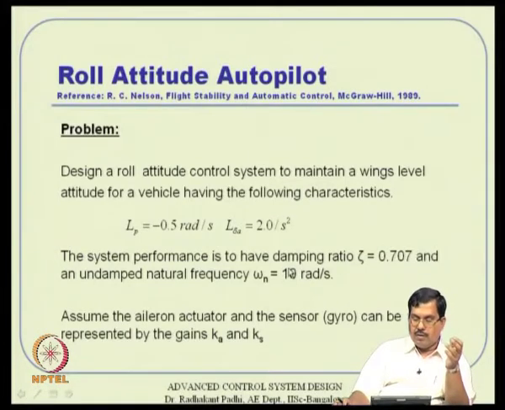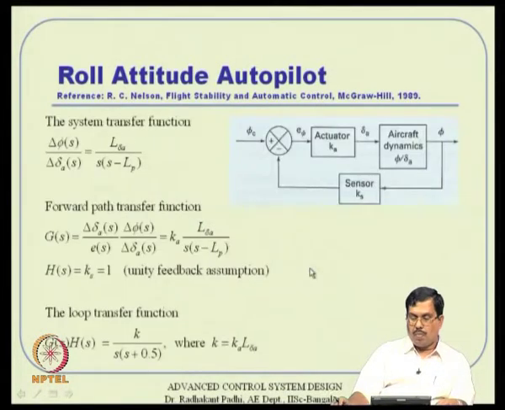I mean, that is the problem, and you can assume that the aileron actuator and the gyro sensor can be represented by some sort of constant gains only. So, they do not have additional transfer functions coming into the picture. We assume that these are simply gains. Okay. So, can we design a control system to do the job? Okay. This is what you can do.